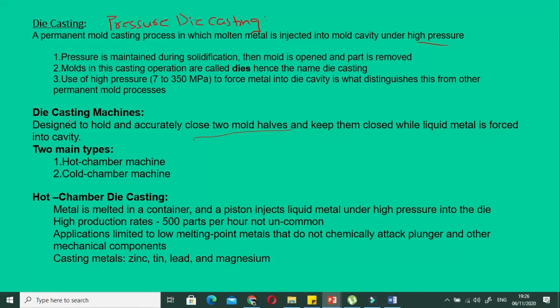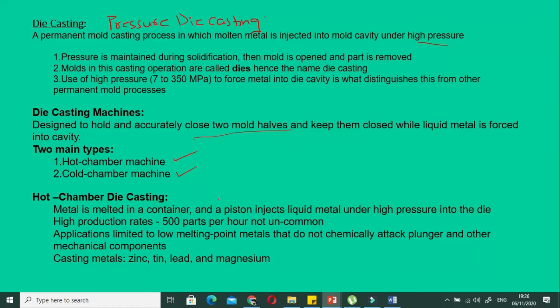So based on this machine, we can further classify our die casting or the pressure die casting into two types. The first one is called the hot chamber machine or hot chamber die casting. The second one is called the cold chamber die casting. So what is the hot chamber die casting?